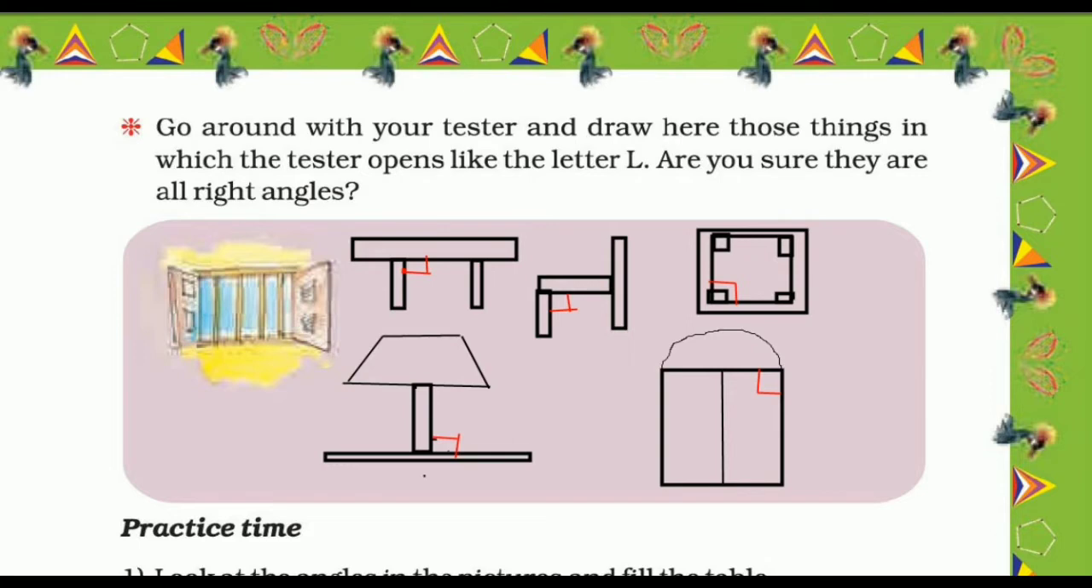Here on page number 21, go around with your tester and draw here those things in which the tester opens like the letter L. Are you sure they are all right angles? So children, we can see angles in our surrounding also, in furniture, in electronic appliances, in vehicles, in playground, etc. See, here I have drawn some pictures where the tester opens like the letter L.